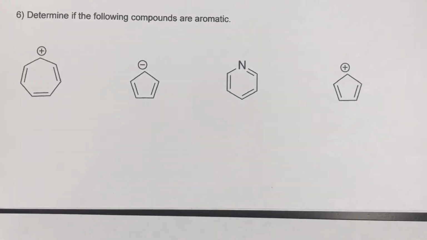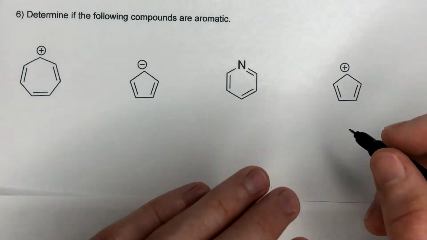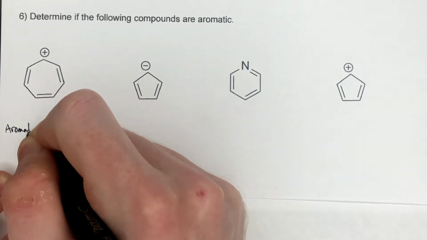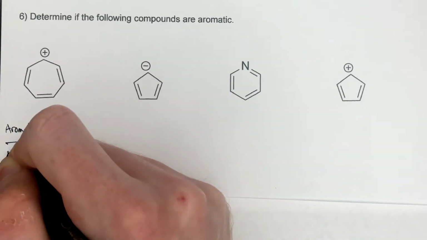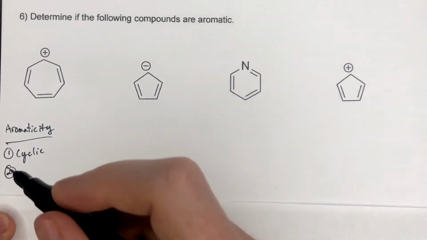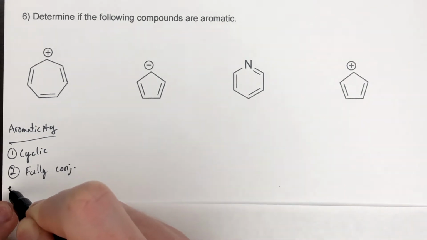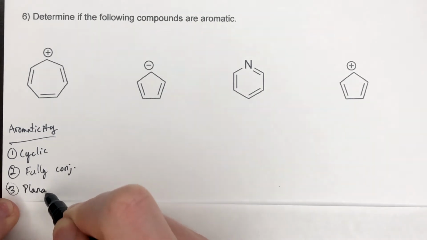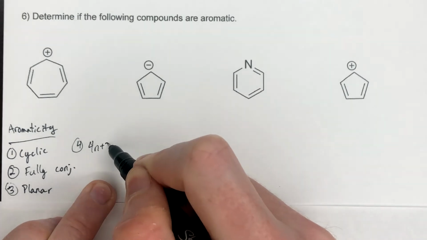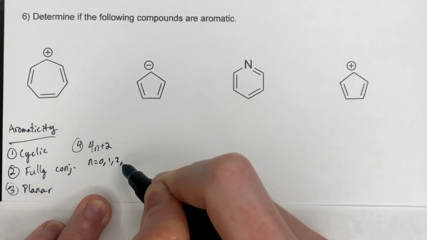All right, question 6, we are asked to determine if the following molecules are aromatic. So the rules for aromaticity, I'll write over here. There are 4 of them. So 1, it must be cyclic. 2, the structure must be fully conjugated. 3, it must be planar. And then 4, you need to follow Huckel theory, which is that you need 4n plus 2 pi electrons, where n is a 0 or integer.